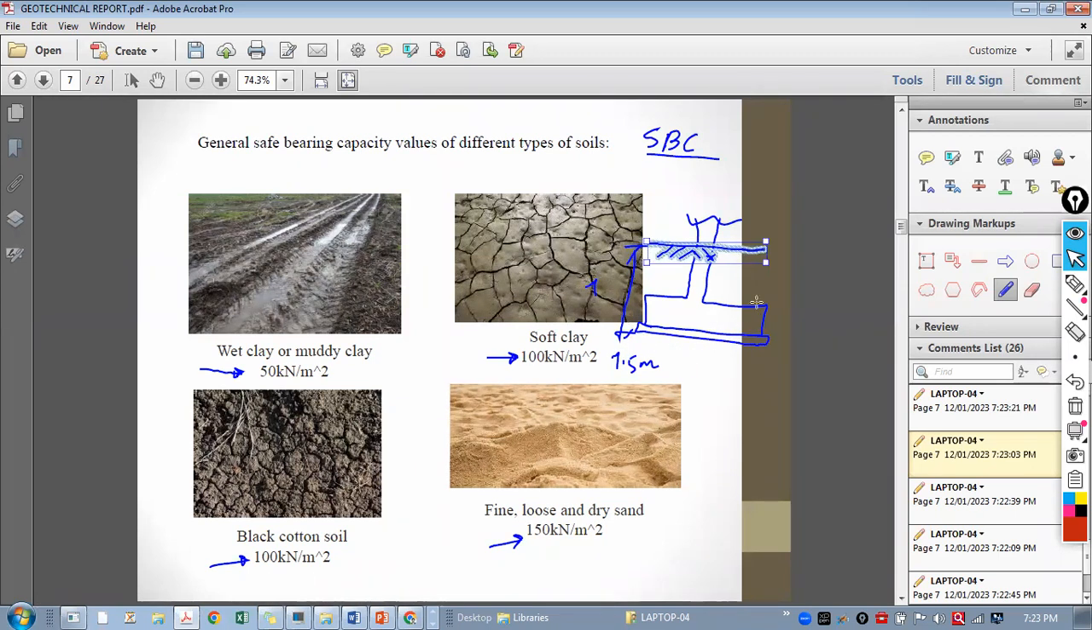Once you dig the ground, we take the test pit. We can decide the strata at this level. Let's say 1.5 meters we are going. Then if it is black cotton soil or this kind of soil, you can decide whether we take 50 kilonewton per square meter, or 100, or 150, depending on the soil properties. Okay, so this is the general soil bearing criteria.